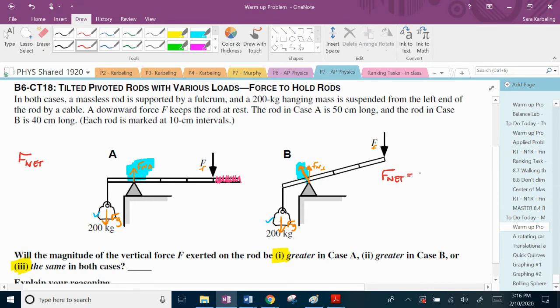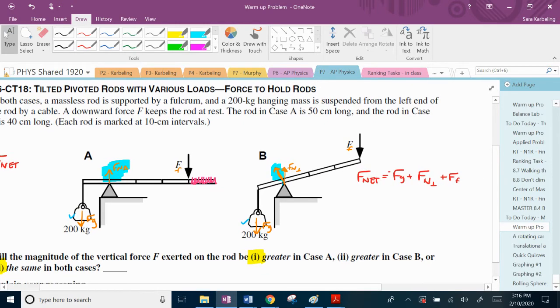Okay, hold on. So F net here, you've got FG, you've got FN perpendicular and FF, and those have to add up to 0. So that's in the Y. Then you'd have to have an F net in the X, right? Which would be FN. I'm just trying to take what you're saying and run with it. That's what I'm asking.